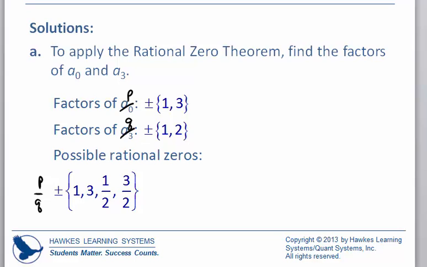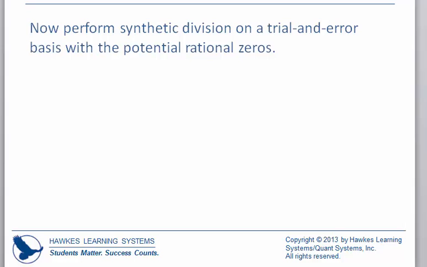The problem with that is that we have 8 numbers. And so we could conceivably be working this out 8 different times. So using a trial and error approach may not be the quickest way to work the problem.